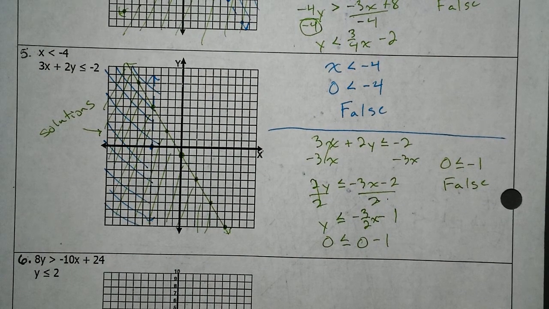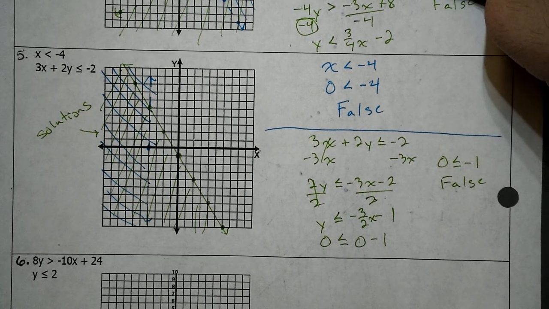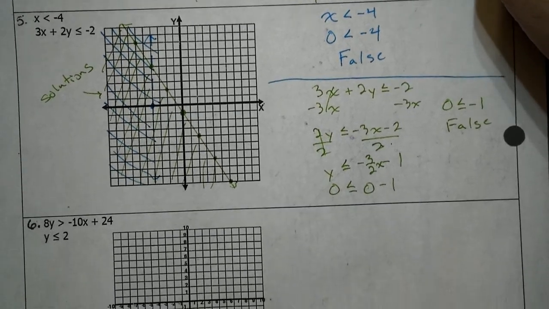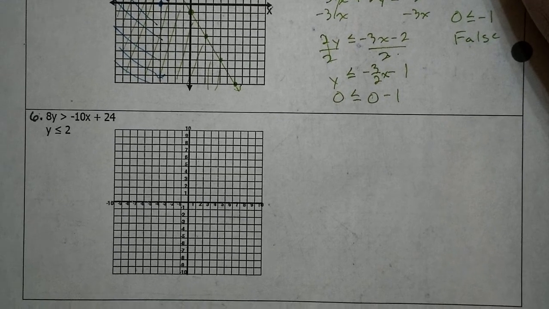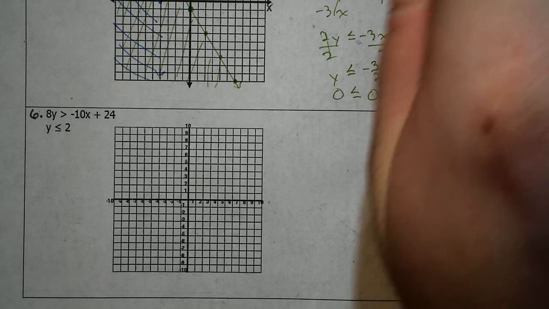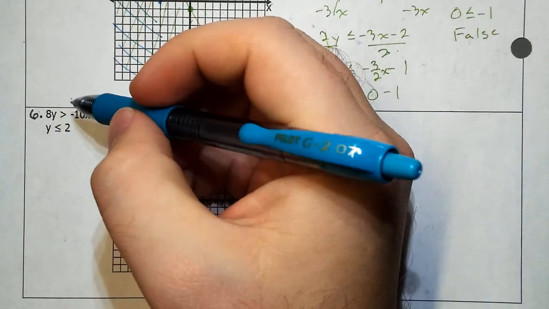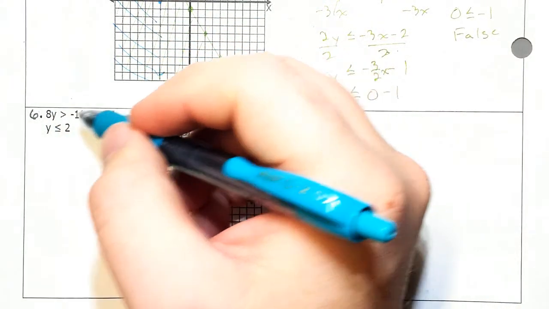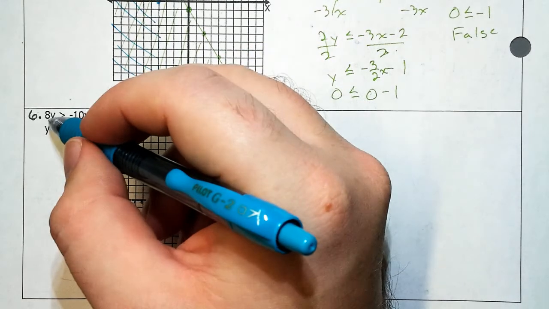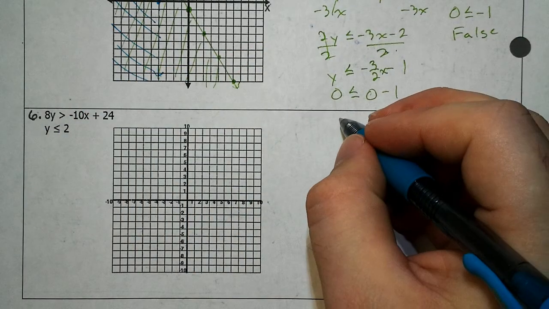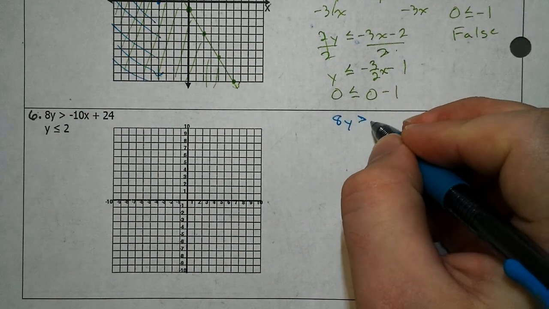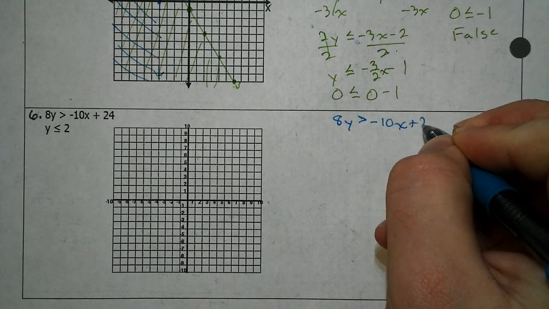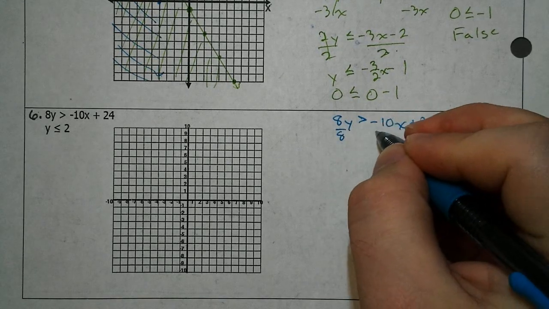All right, we've got one more. Let's do the last one. Now, don't freak out that it's not in the standard form. The x is already moved. If the x is already on this side, all we have to do is divide by y. So let's take this 8y greater than -10x plus 24, divide by y.